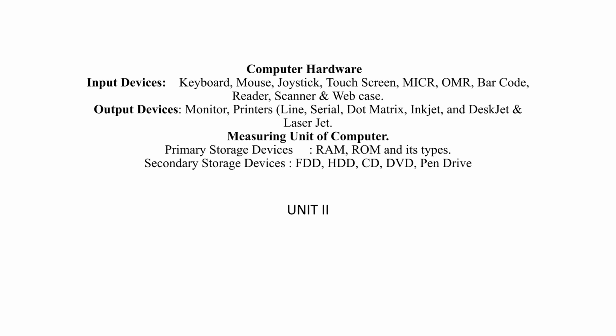Welcome to Unit 2, which covers computer hardware. We will explore input and output devices, measuring units, and primary and secondary storage devices, including RAM and ROM.